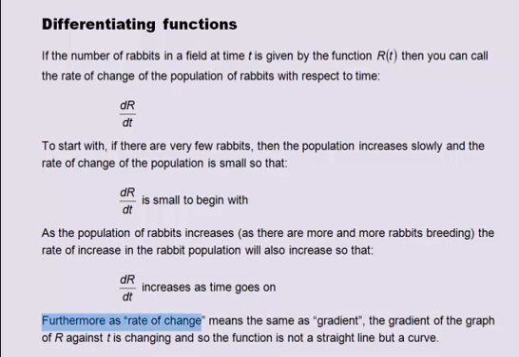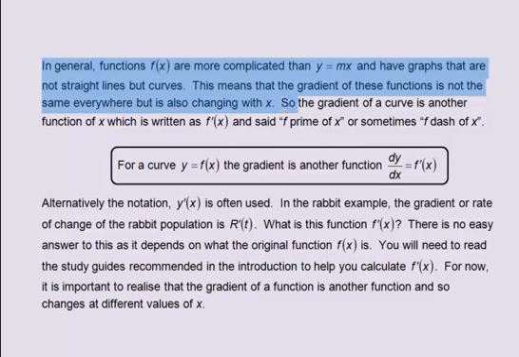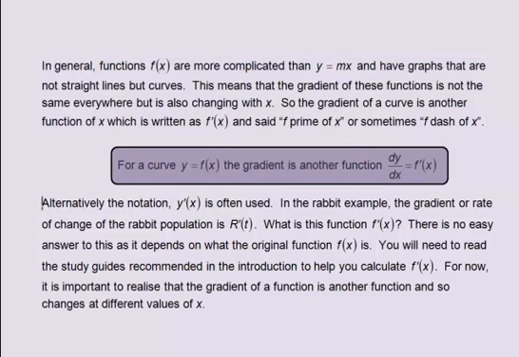Furthermore, as rate of change means the same as gradient, the gradient of the graph of r against t is changing, and so the function is not a straight line but a curve. In general, functions f of x are more complicated than y equals mx and have graphs that are not straight lines but curves. This means that the gradient of these functions is not the same everywhere but is also changing with x. So, the gradient of a curve is another function of x which is written as f prime of x, or sometimes f dash of x. For a curve y equals f of x, the gradient is another function, dy by dx equals f prime of x.